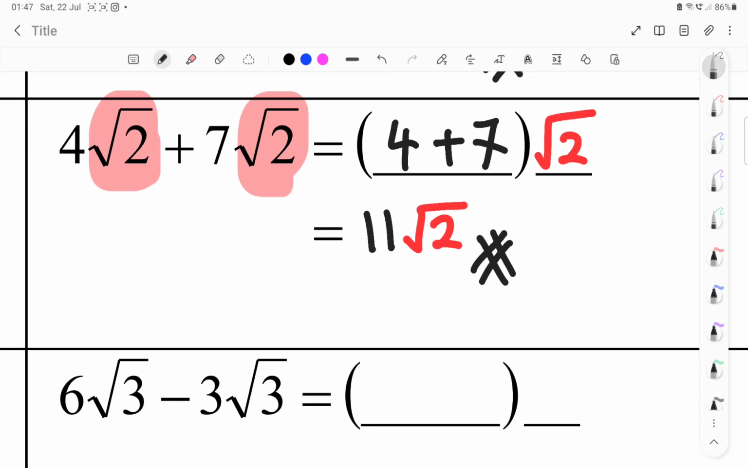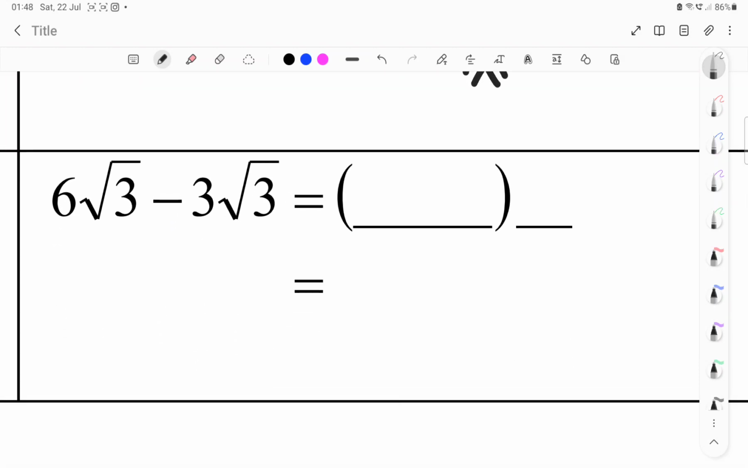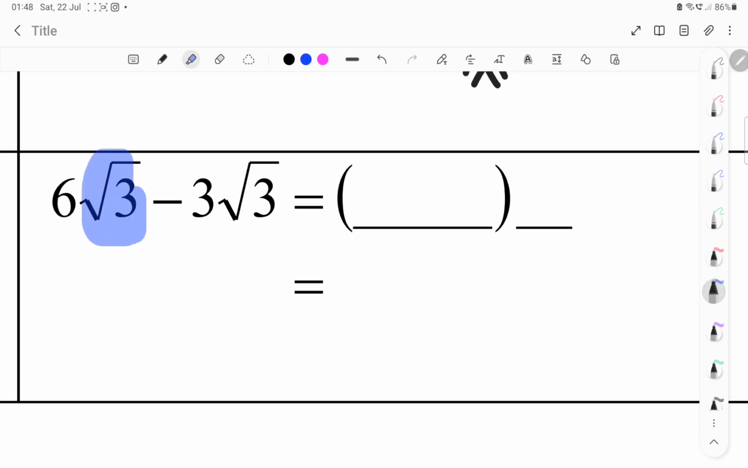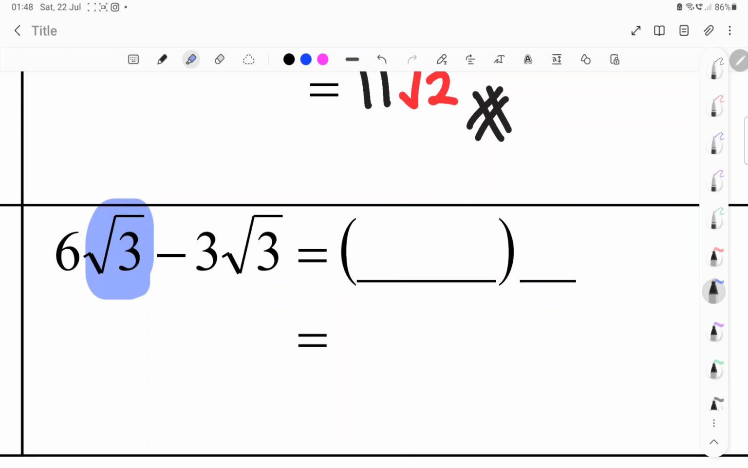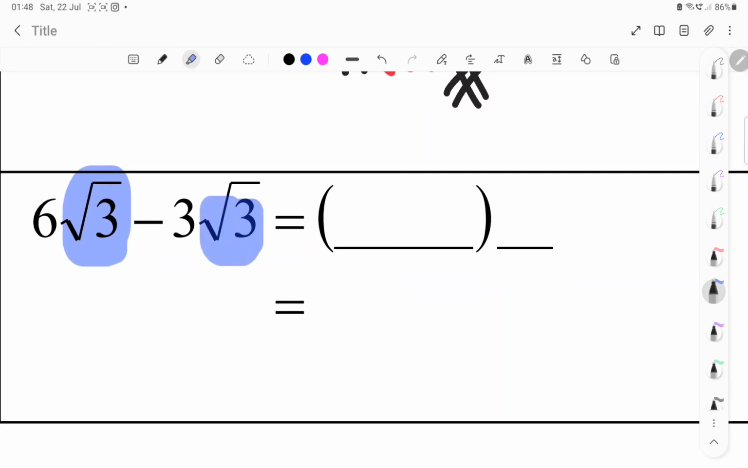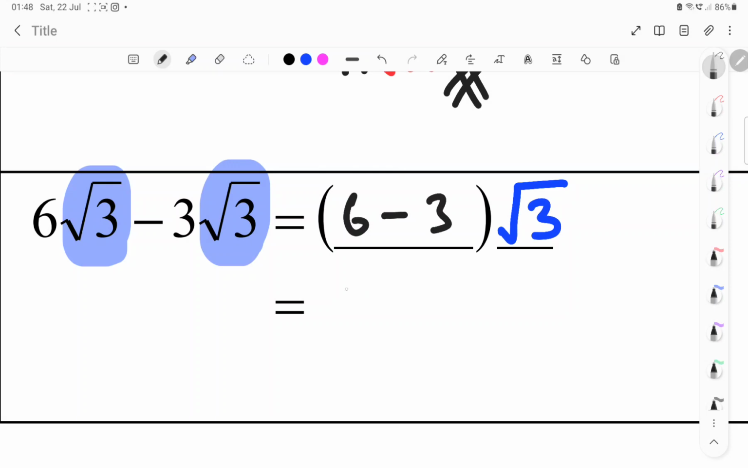Next. Just now we have plus. What happens if we have to minus? More or less the same principle. We have to look for the same surd at the back. As we can see here, the first term has square root of 3. The second term also has square root of 3. So we can factorize them and put them at the back here. And then we write the 6 minus 3 inside a bracket like this. Therefore, we get 3 square root of 3.